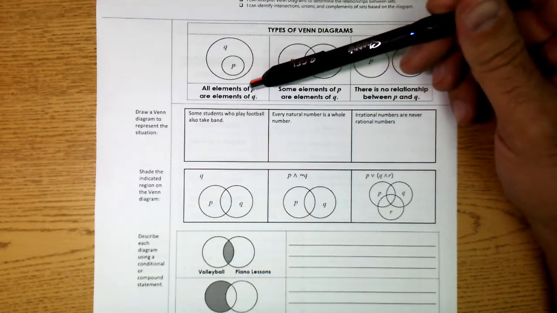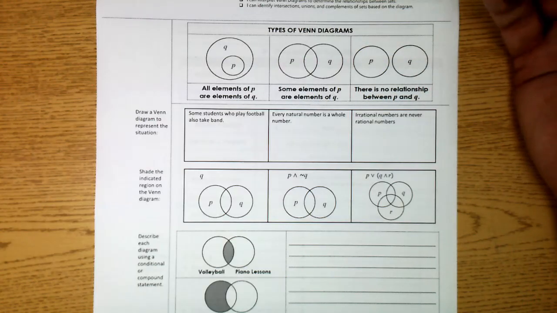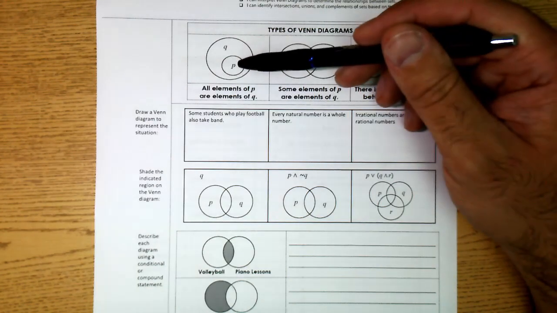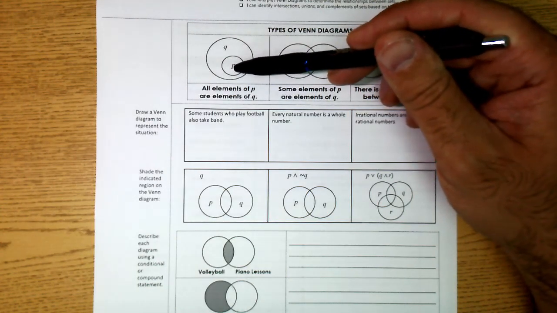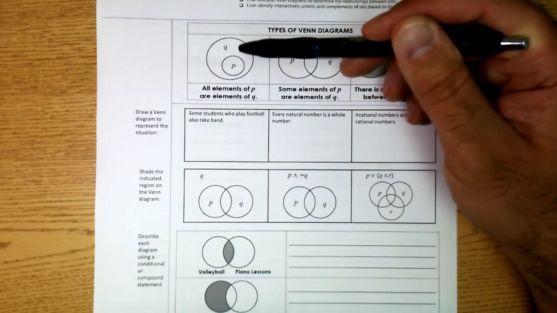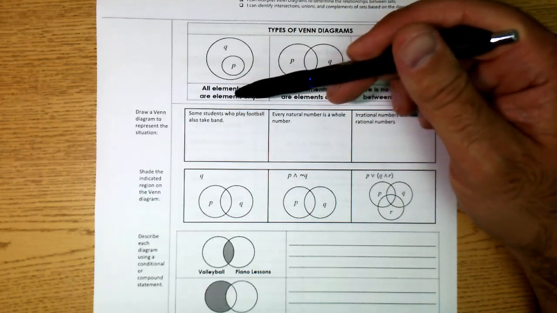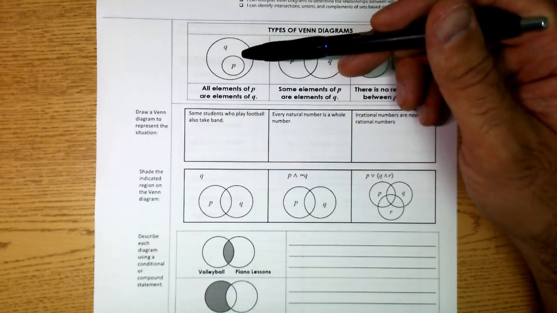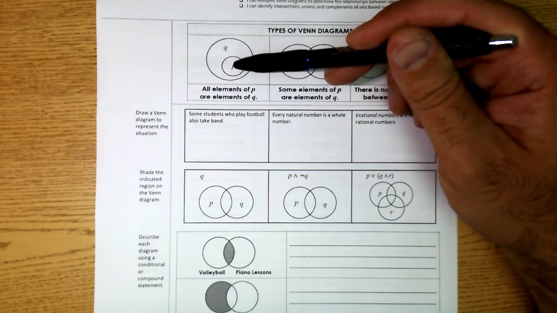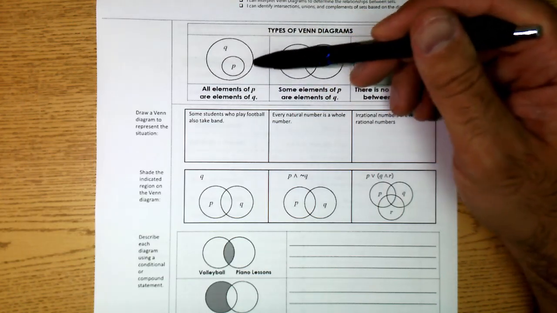All elements of P are elements of Q. So, one example could be P represents all the 8th grade students at Kennedy Middle School. Q represents all of the students at Kennedy Middle School. If you're an 8th grade student at Kennedy Middle School, you are part of the entire school.